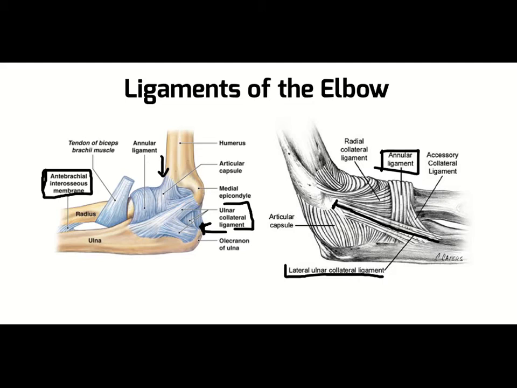Also coming off of the annular ligament on the lateral side, we have the accessory collateral ligament, and it's just attaching the annular ligament down to the humerus right beside that lateral ulnar collateral ligament. And then we have a radial collateral ligament that is coming from the head of the radius out to the lateral supracondylar ridge on the humerus. And again, we can see this articular capsule on the posterior side, just like we could see it posterior to our ulnar collateral ligament on the medial side.